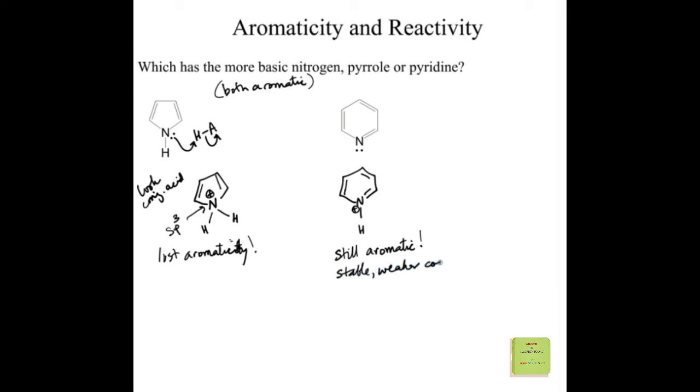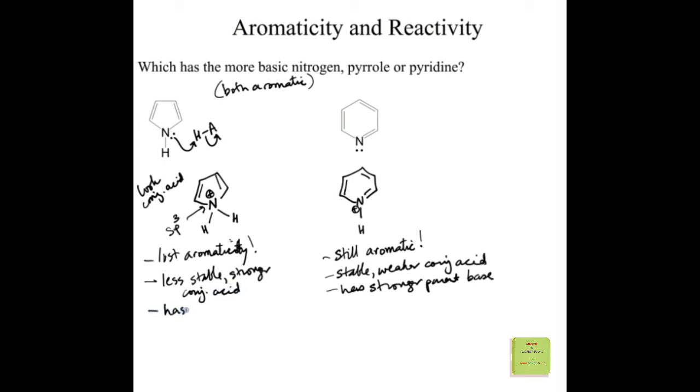weaker conjugate acid. So it has the stronger parent base. Because this has lost aromaticity, this is the less stable and therefore stronger conjugate acid, and that means it has the weaker parent base.